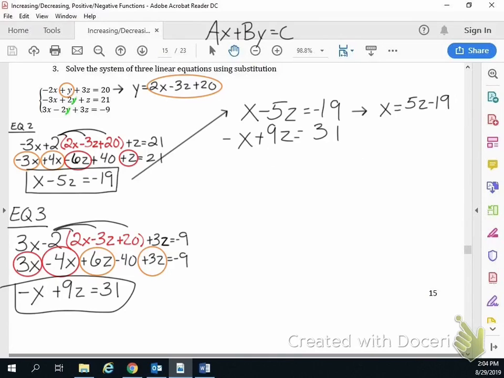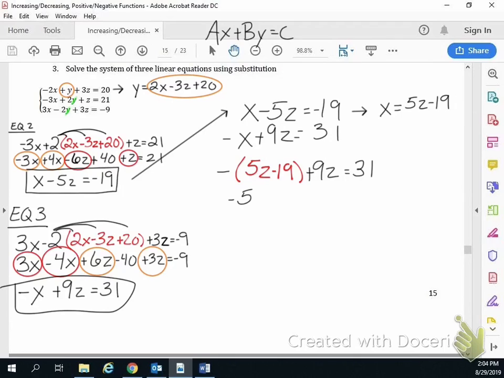So I'm now going to take, please pay attention, the 5z minus 19, and look up here, here's a common mistake, do not forget that negative, because that's going to change the 5z and the 19 in there. So I plug that in, plus 9z equals 31. Now I've got one equation with one variable, so I can solve for z now.